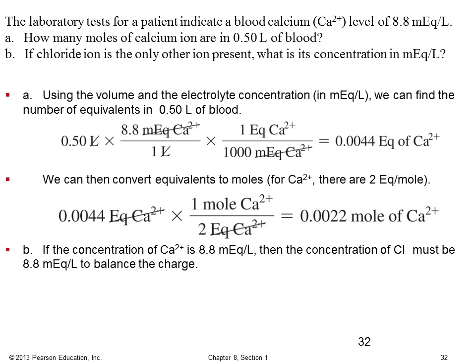Then in B, it asks if the chloride ion is the only other ion present, what would be the concentration of the chloride ions in milliequivalents per liter.